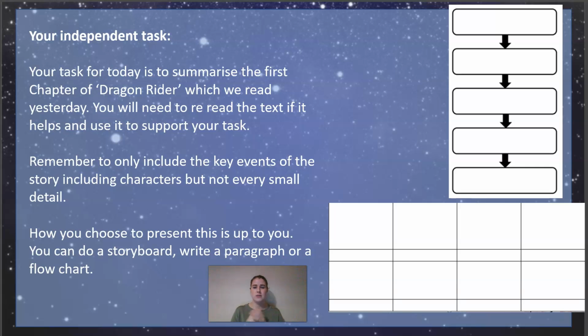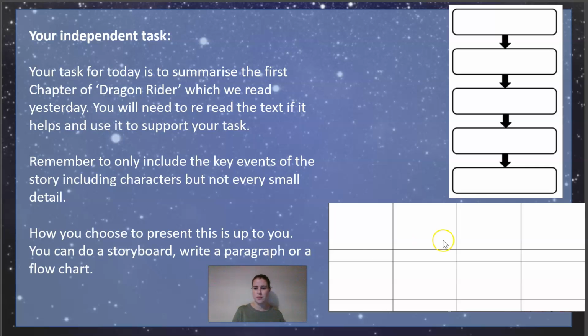So what you need to do is summarise the first chapter. Now you need to remember to only include the key events of the story, including characters, but not all the teeny tiny small details. So again, going back to our first task, imagine you're going to come and summarise it to me, and you've got 2 minutes to summarise the key points. You need to be succinct and you need to be small and to the point. How you choose to present this is entirely up to you.